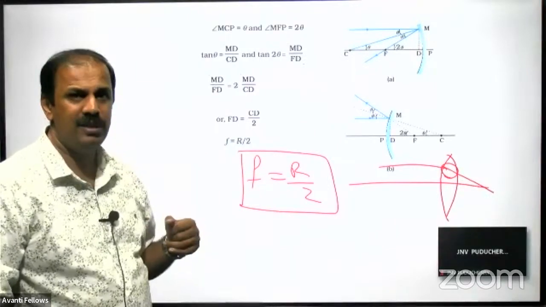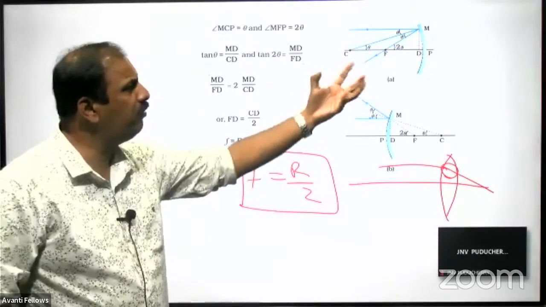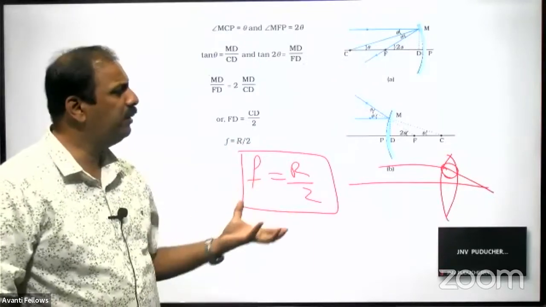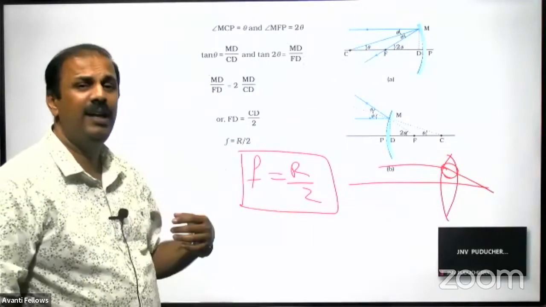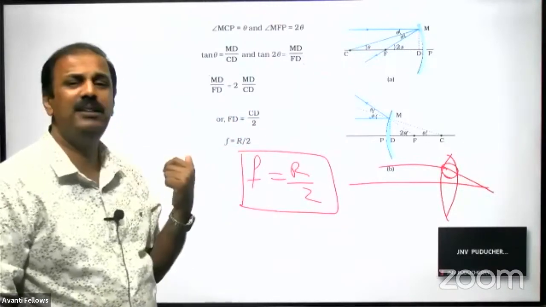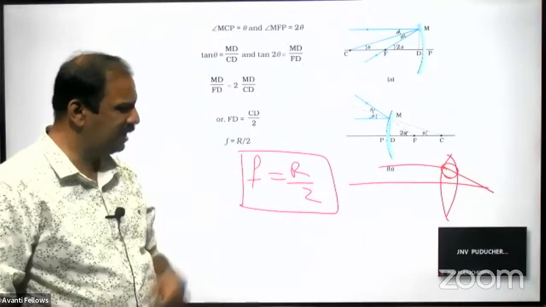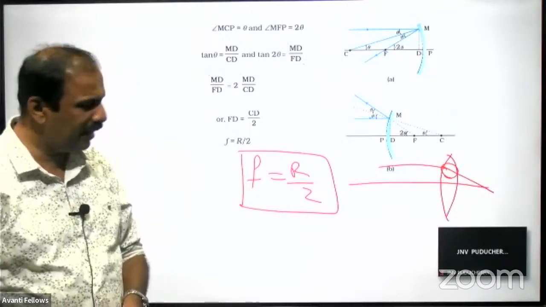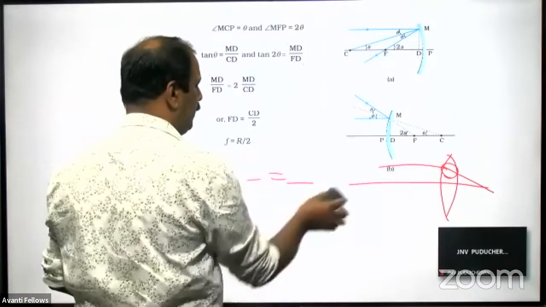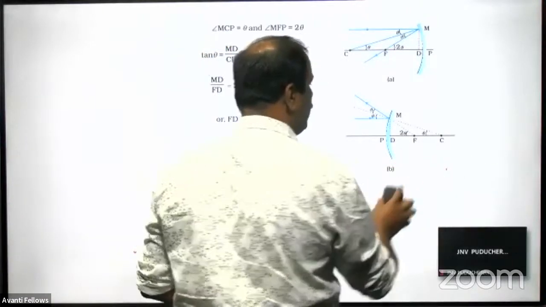And one more thing you should remember: the focal length of a mirror depends only on the radius of curvature. Whatever be the material, or whatever be the medium in front or behind, those things will not make any difference. So this is very important. Focal length is given by R by 2. How are we getting focal length as R by 2? For that we have a very simple derivation, so that also we'll see here.